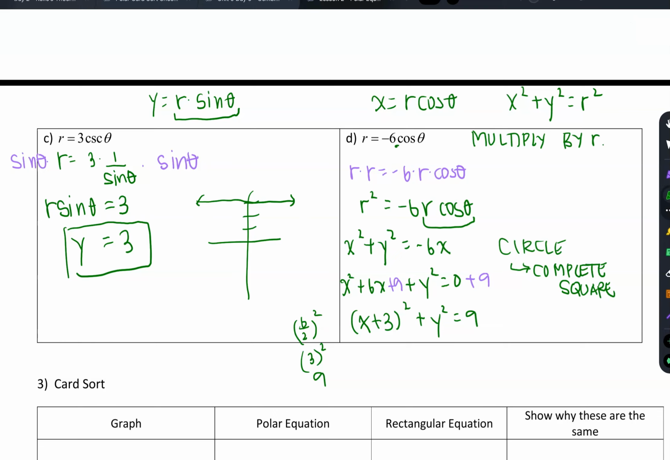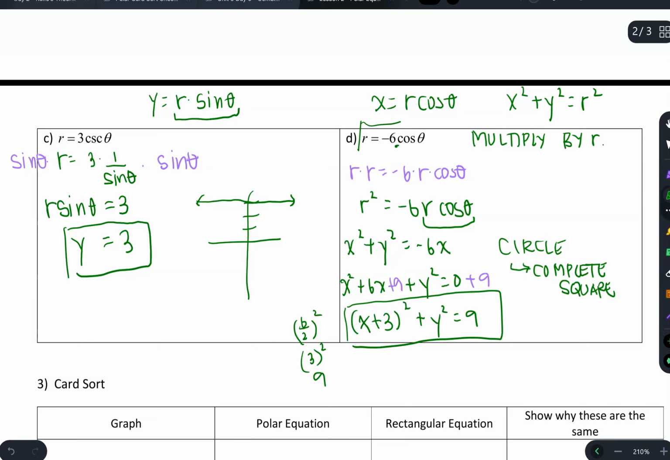So that means that this is a circle. So this polar equation and this Cartesian equation are congruent to each other. So these represent the same thing, okay? Those are the same.